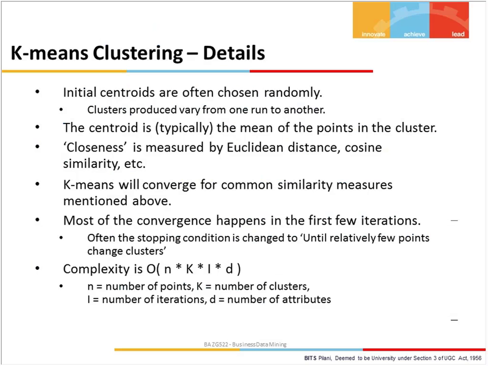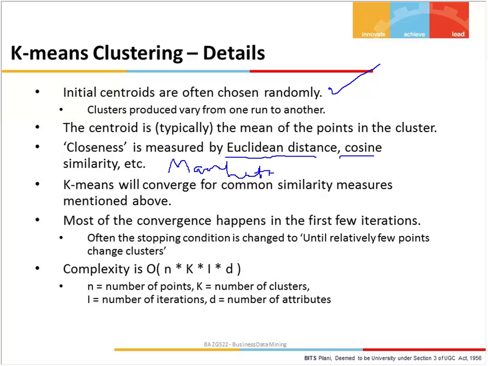Now let's look at some more details related to k-means clustering. First thing is that the initial centroids are chosen randomly. So if we have multiple runs with the same k clusters, and the first time we got some centroids and we use different centroids next run, we may end up with a different answer. The centroid is considered as the mean of the points of the cluster, and generally closeness is measured by Euclidean distance, cosine similarity, or sometimes Manhattan distance. So there are several ways to measure.